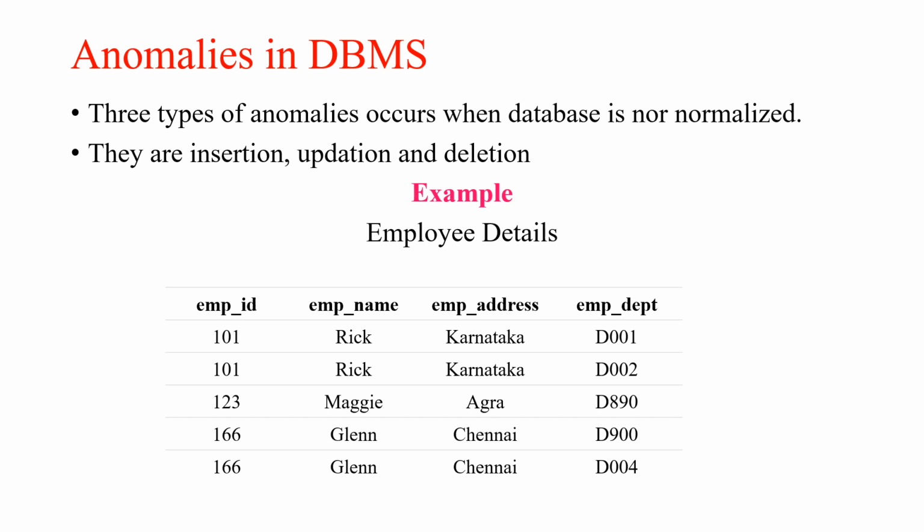For storing the department details the employee works in, the table will look like this. The above table is said to be not normalized. We will see what problems we face when it is not normalized. Update anomaly. In the above table, we have two rows for the employee called Rick, employee ID 101, but he is working in both departments, that is D001 and D002.